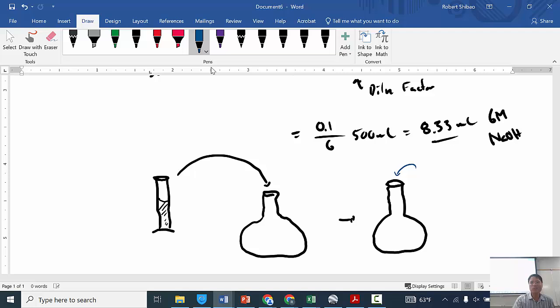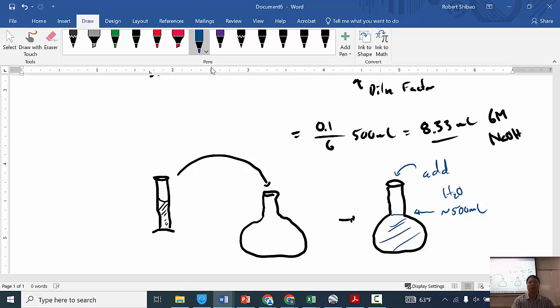And we're going to add water up to the neck. And then we're going to say, does it say up to the neck? Yeah, and so we're going to say that's approximately 500 milliliters. So that's good.